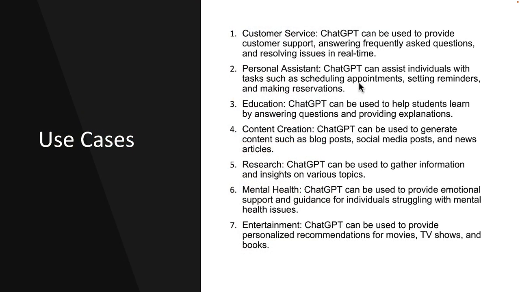So some of the applications or high-level use cases where ChatGPT can be used are, number one, customer service; number two, personal assistant; three, education. It can be used to help students learn by answering questions and providing explanations; four, content creation; five, research; six, mental health. ChatGPT can be used to provide emotional support and guidance for individuals struggling with mental health issues. And number seven, entertainment, to provide personalized recommendations for movies, TV shows, and books. So that's a really wide variety of use cases. Let's dig a little bit deeper.